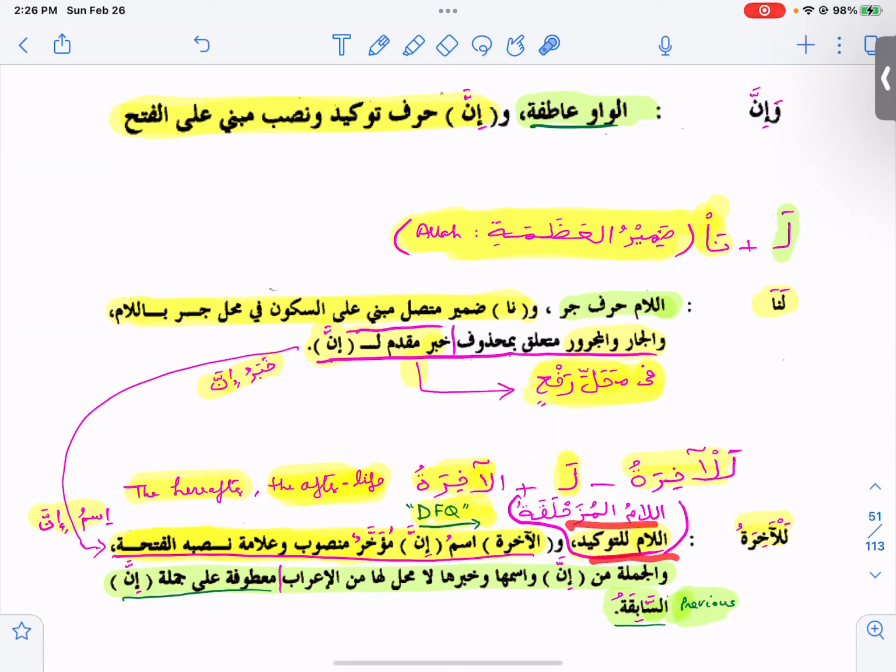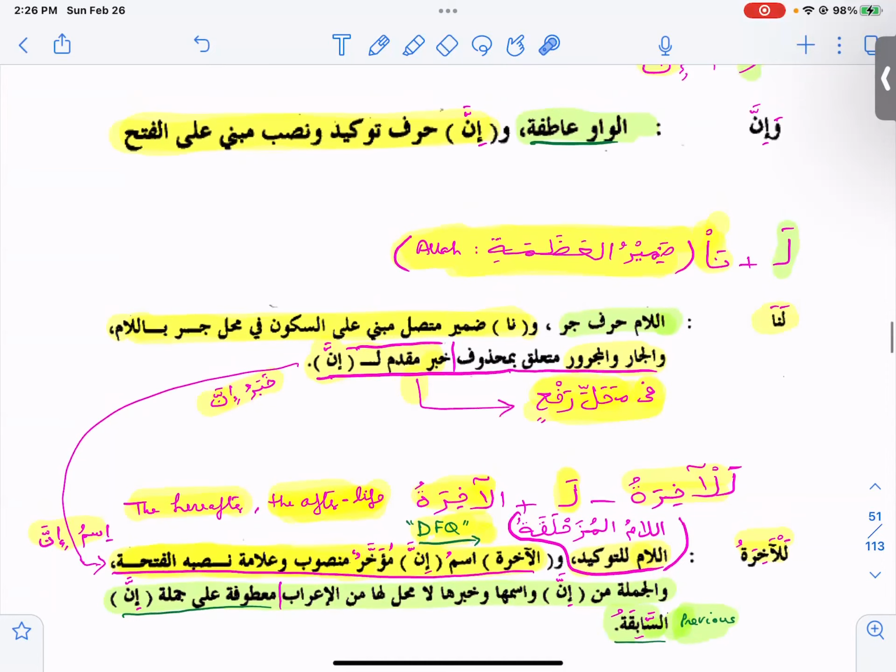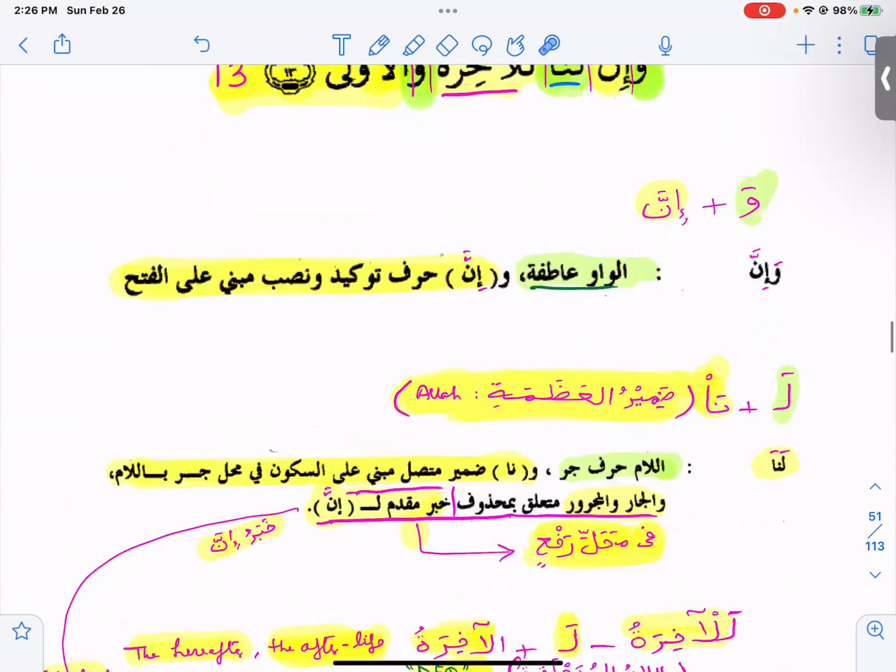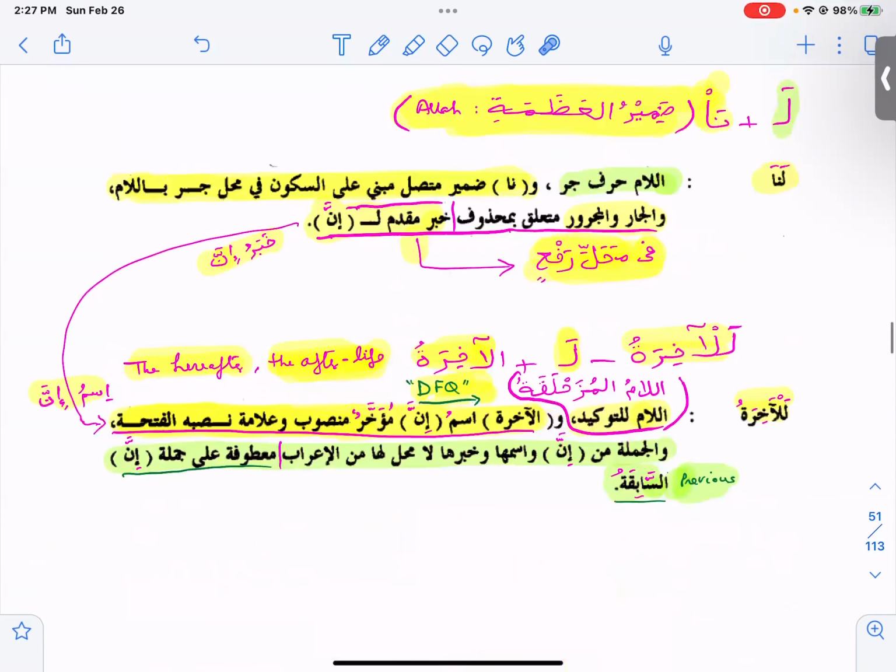He has only written Lil Tawqid. And then, La Akhiratu, Ismu Inna Muakhar. Remember, Khabar Inna Mansub. So here we have Al-Akhiratu, Ismu Inna Muakhar Mansub. Ismu Inna is Mansub. Muakhar, it came late. Walamatu Nasbi Al-Fata. Jumlatu Min Inna Wa Ismuha Wa Khabruha La Mahallaha Min Al-Irab. Bautufunala Jumlatu Inna Sabikatu. Okay.